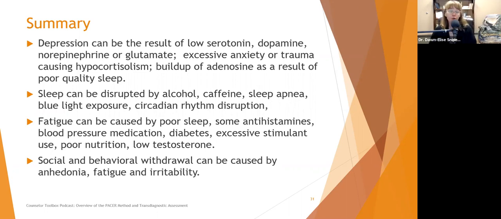Social and behavioral withdrawal can also be caused by anhedonia, fatigue, and irritability. These are some of our key symptoms of depression. Again, identifying that there are probably a multitude of factors that are causing these symptoms. It's not just one thing for Tom, and we need to look at him holistically.